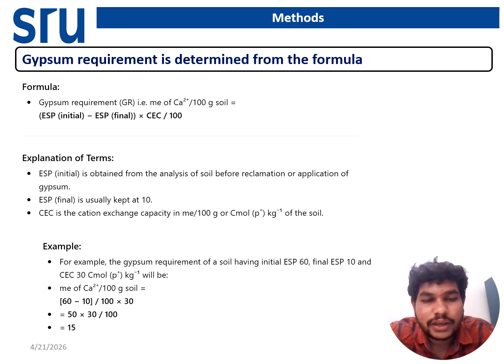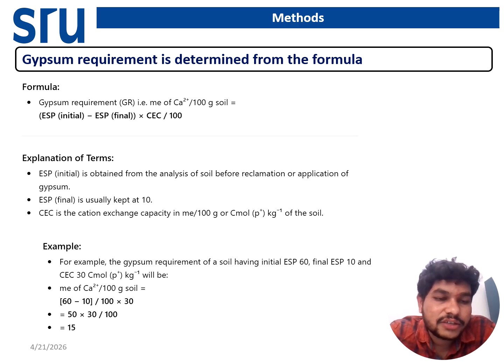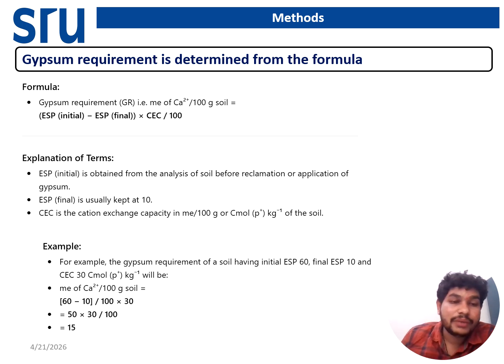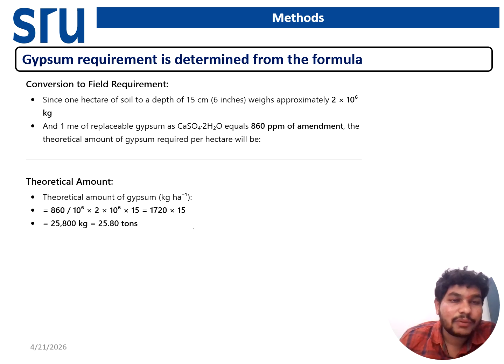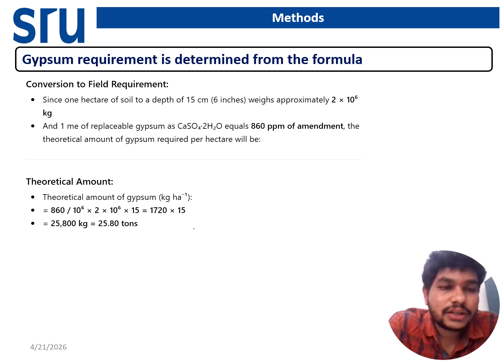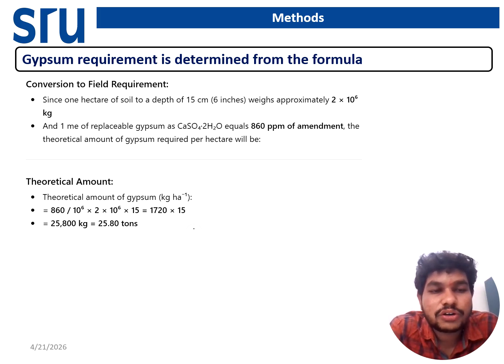Suppose we have to calculate the gypsum requirement where the initial ESP is 60, the final ESP is 10, and the cation exchange capacity is 30. Then how much is the gypsum requirement? 60 minus 10, into 30, divided by 100, it will be 50 milliequivalents of calcium per 100 gram of soil. Since 1 hectare of soil up to 15 centimeter depth weighs 2 into 10 to the 6 kg. So 1 milliequivalent of gypsum is equal to 860 ppm.